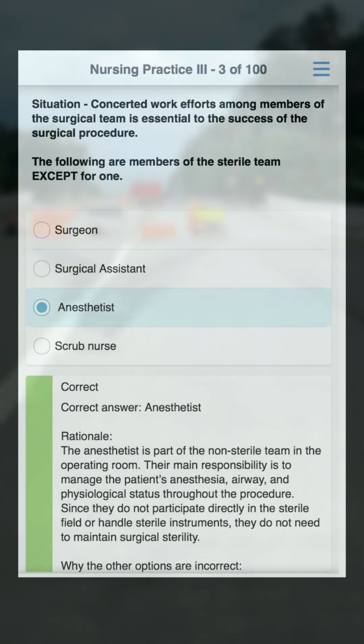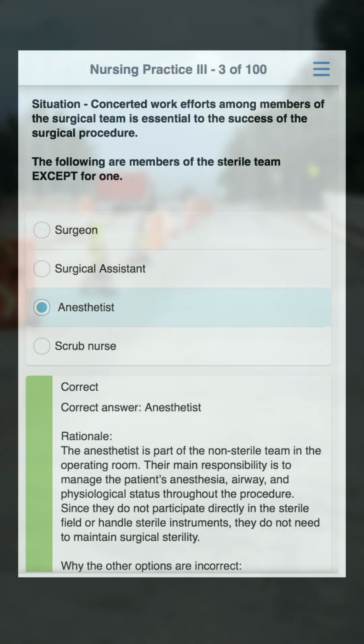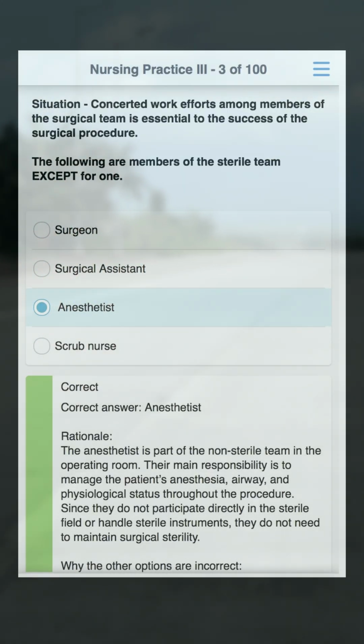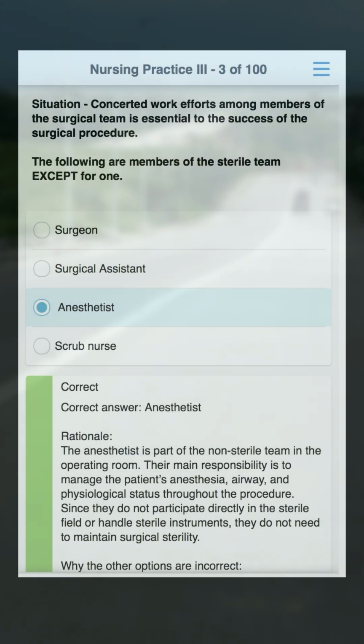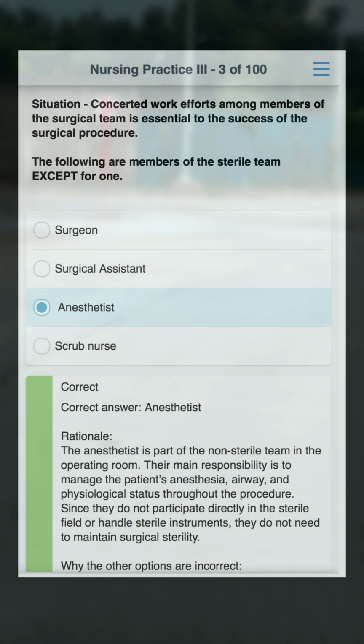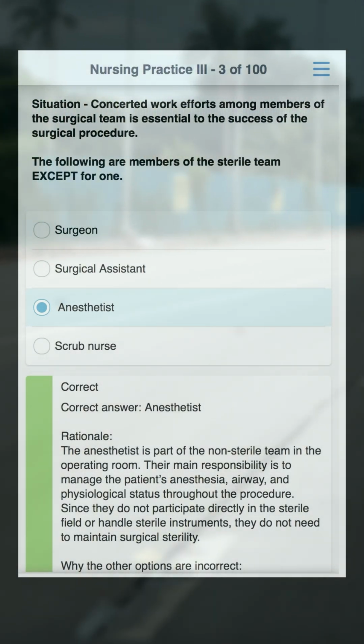Now let us connect this to the principle of surgical asepsis. The purpose of maintaining a sterile field is to prevent contamination and reduce the risk of surgical site infection. Once a person becomes part of the sterile team, that person must follow strict rules. For example, sterile gowns and gloves must be worn appropriately. Sterile objects must remain within the sterile field. A sterile person must avoid contact with non-sterile objects. And if there is a question about contamination, the principle is simple: when in doubt, consider it contaminated.